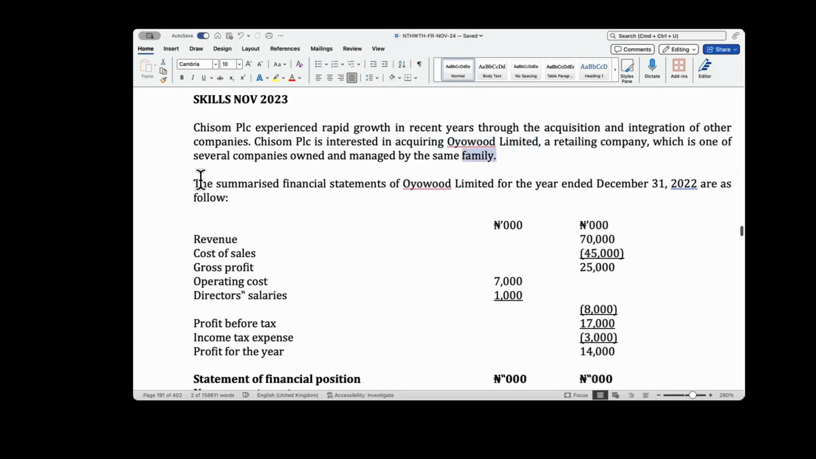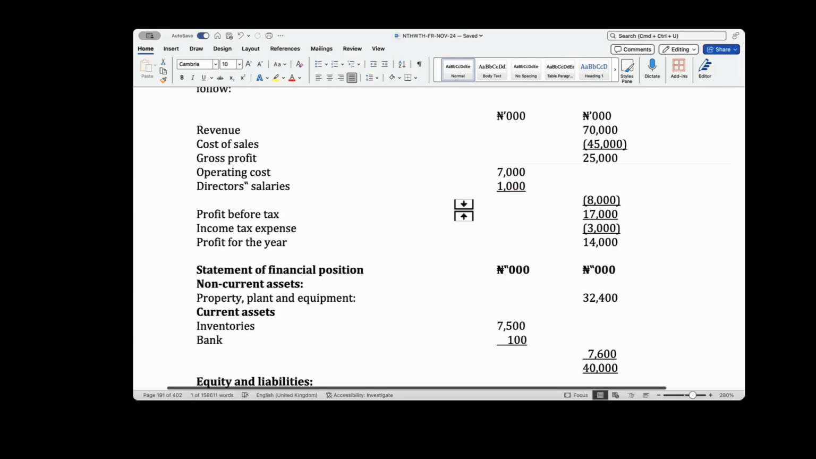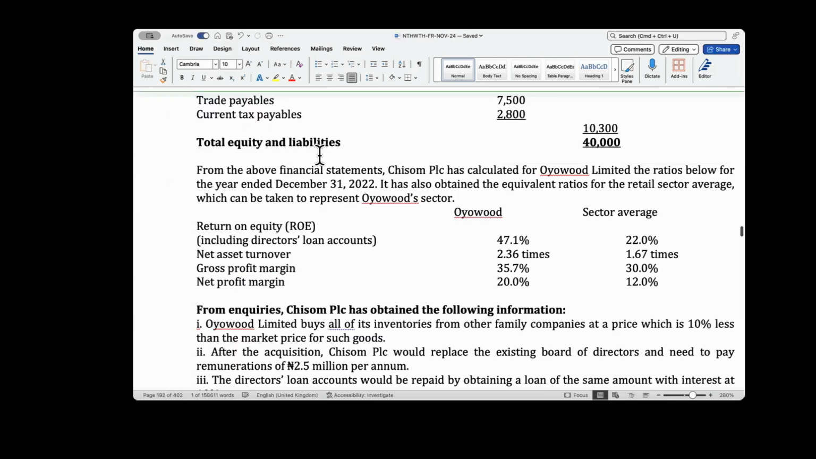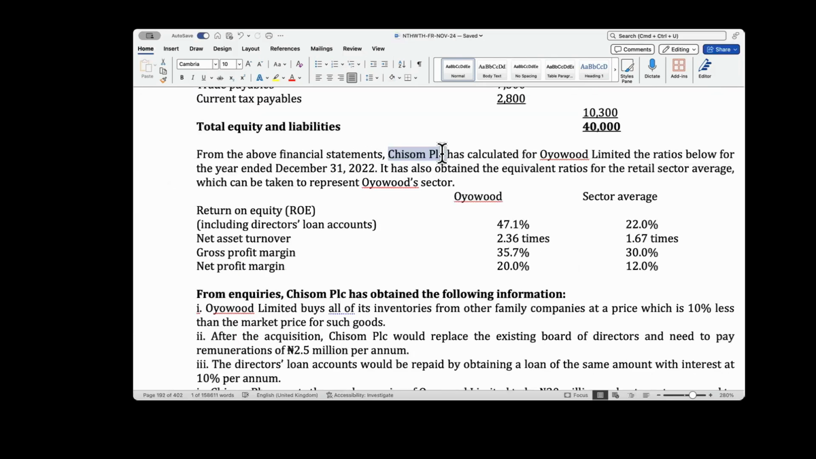Okay. Then I said the summarized financial statement of Oilwood. So they gave me their financial statement, everything. Okay. All right. So then I gave us some notes. And I said from the above financial statements, Shison PLC has calculated for Oilwood Limited the ratios below for the year ended December 31st, 2022. It has also obtained the equivalent ratios for the retail sector average, which can be taken to represent the Oilwood sector. Okay. So they gave us ratios of Oilwood and the industry.